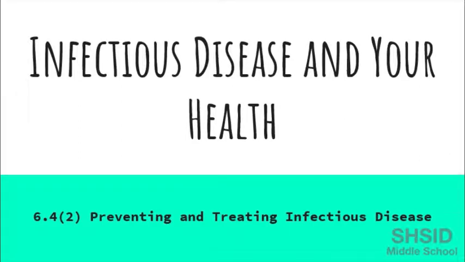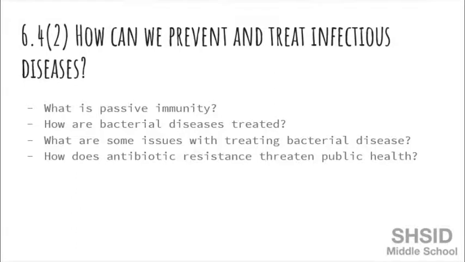We're going to continue 6.4 today, infectious disease and your health. We're going to be looking at how to prevent and treat infectious diseases. We'll talk about what passive immunity is. We'll learn how bacterial diseases are treated and some issues with that. And we'll talk about how antibiotic resistance can threaten public health.